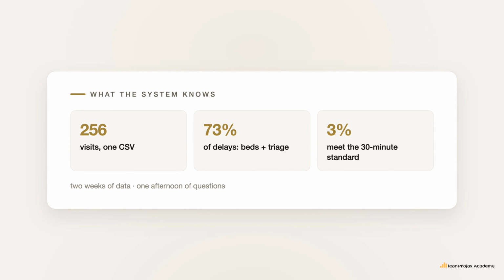256 visits, 2 reasons behind 73% of the delays, and a corridor that meets the standard 3% of the time. The system knew. Now, so do we.